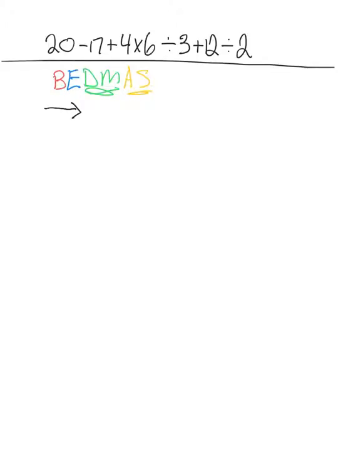Therefore, if we look at the equation, 20 minus 17 plus 4 times 6 divided by 3 plus 12 divided by 2. And we notice right here that there happens to be an addition sign splitting up the two terms. What that means is you can do both terms at the same time. So then the next step would be to simplify that.